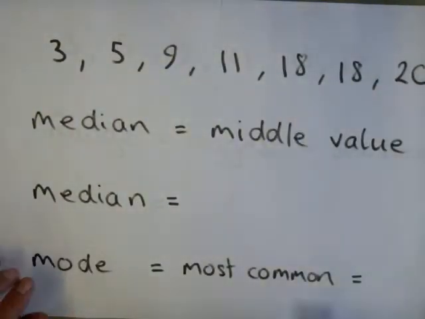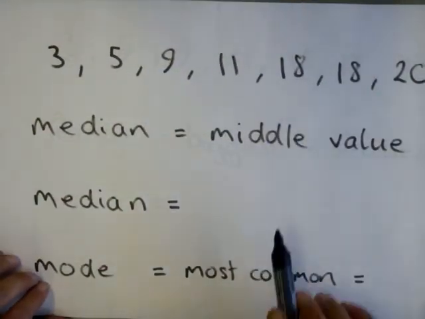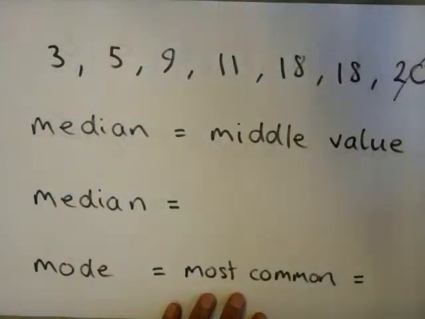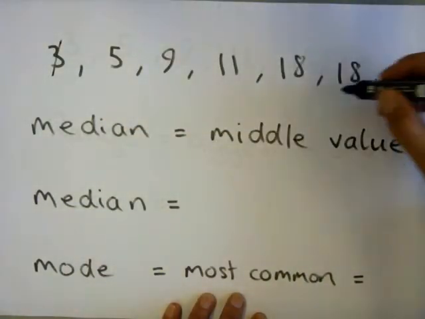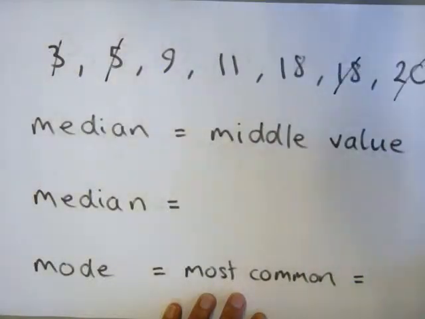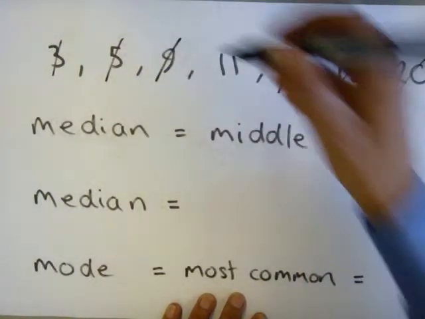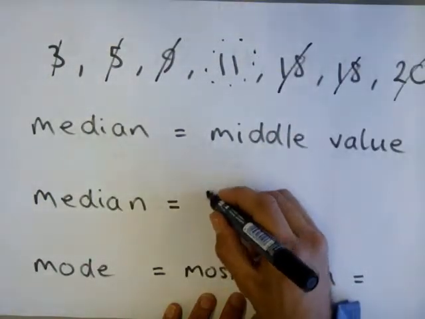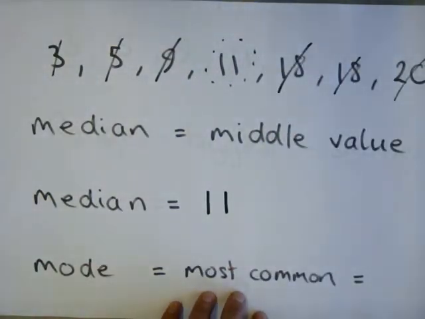Okay, for the median, I've got my ordered list here again, and the median is the middle value. So what we do to find the middle one, we cross off the first and the last, and then again, and then again, leaving my middle value as 11. So the median is 11. That's why it's important to write it in order so that your value comes in the middle of your list.